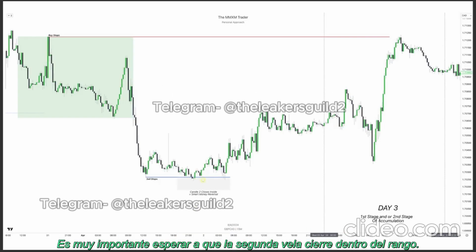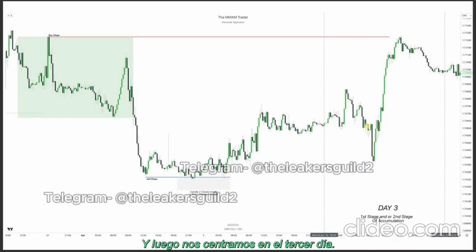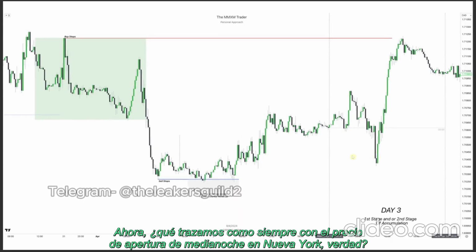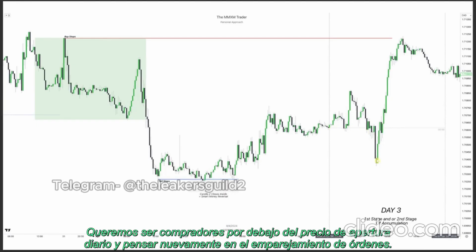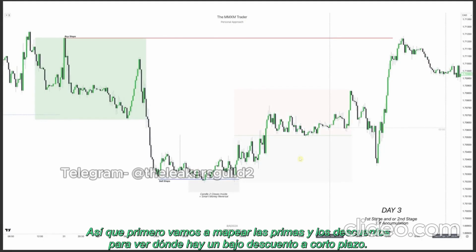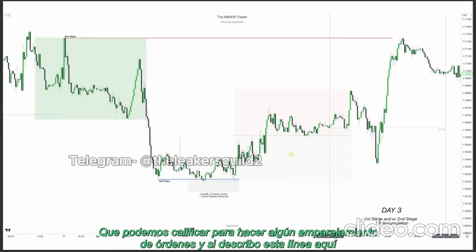So importantly, right, we wait for the second candle to close inside of the range, and then we focus on the third day. Now what do we map out? As always, New York midnight opening price, right? We want to be a buyer below daily opening price. And think about order pairing again. We want to pair up sell stops with buy stops, right? So we're going to be mapping out premium and discount first of all. See where there is a short-term low in discount, which we can use to do some order pairing.